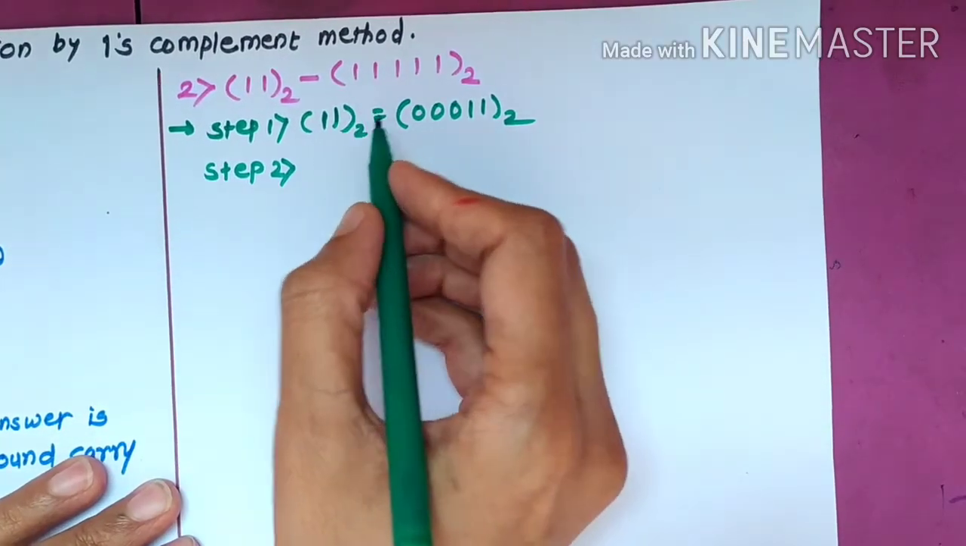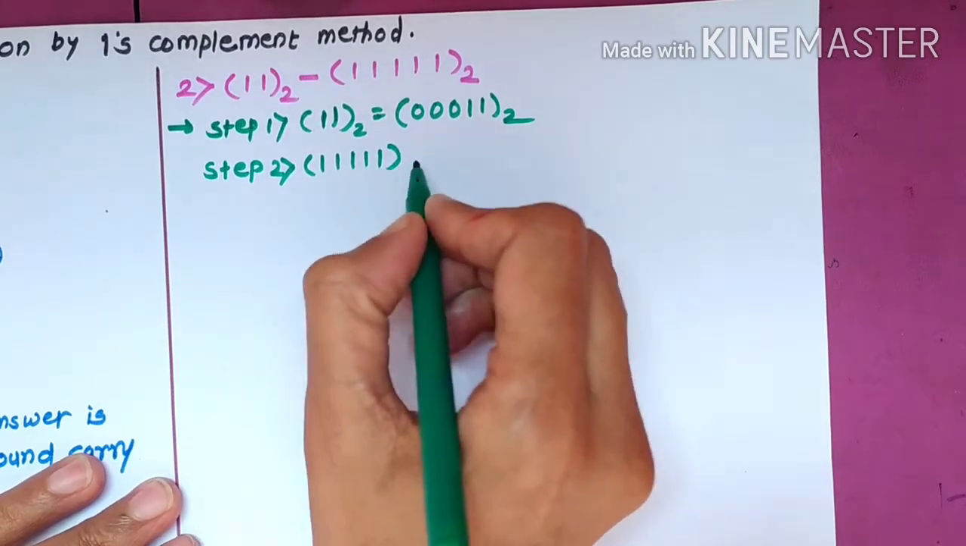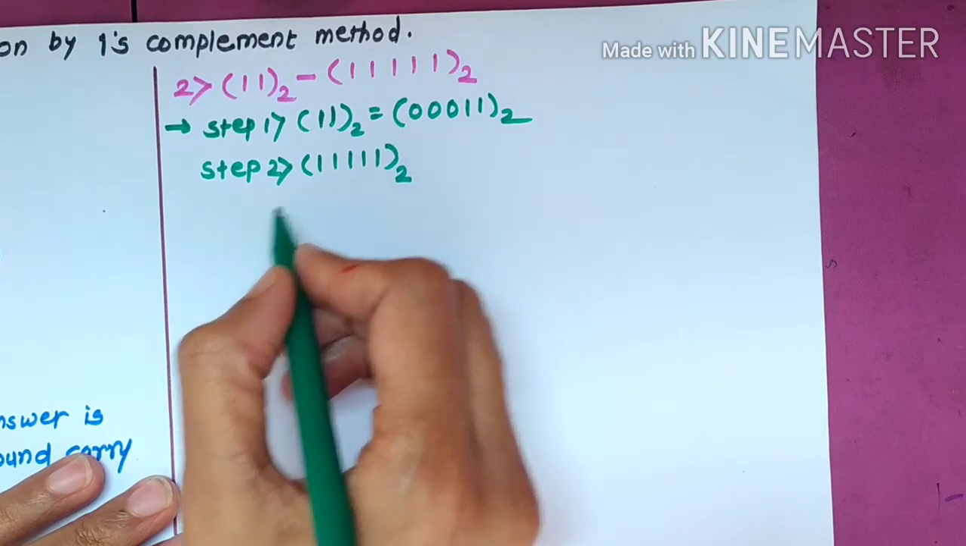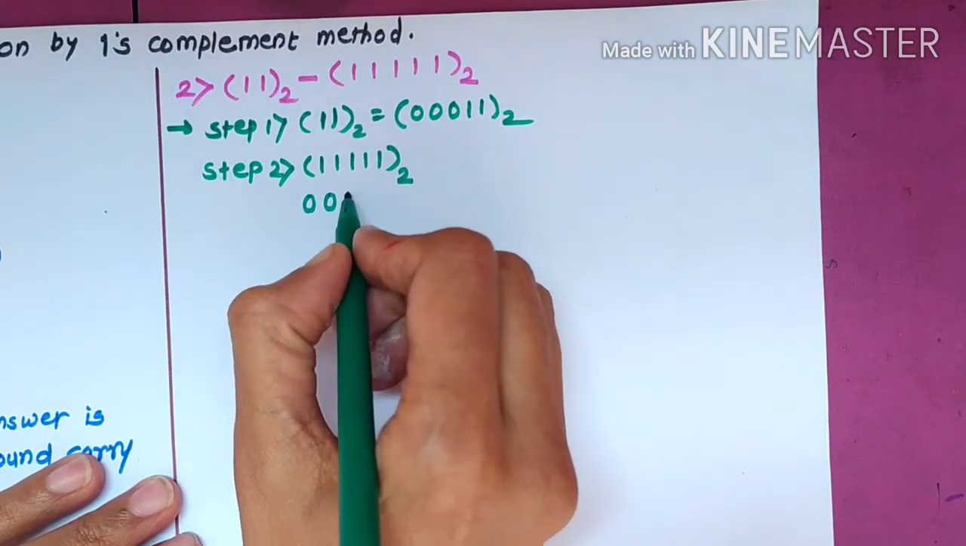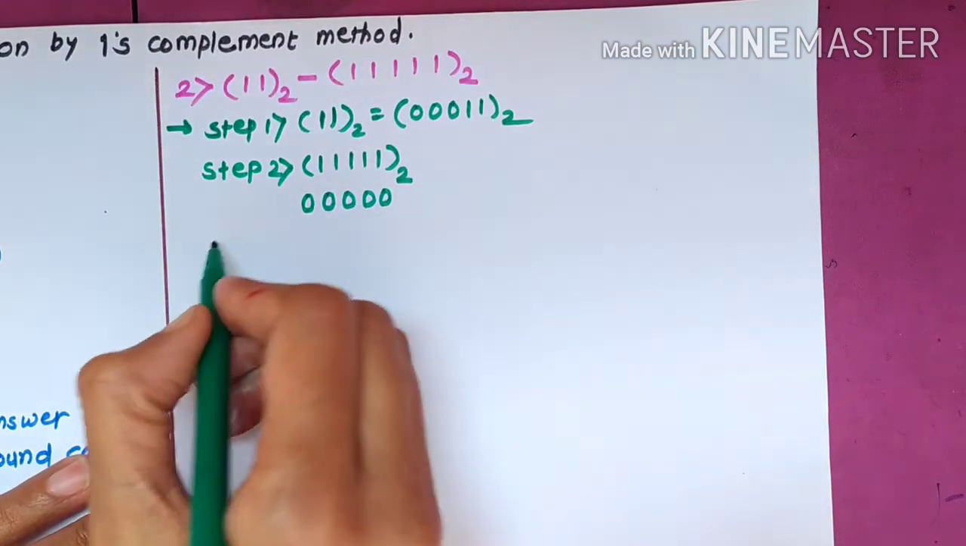In step 2, we'll write the number 11111. It is a 5-bit number. We have to find out the ones complement of this number. Therefore, replace 1 by 0: 0, 0, 0, 0, 0. This is the ones complement of the given number.